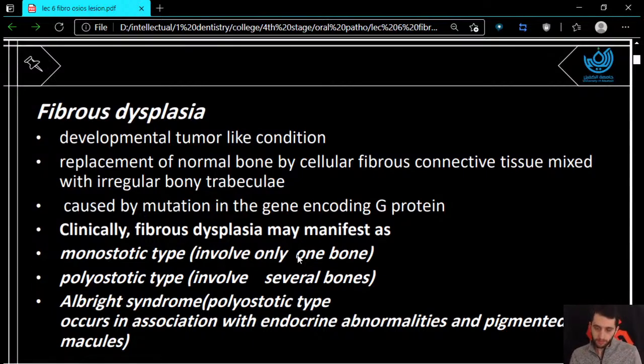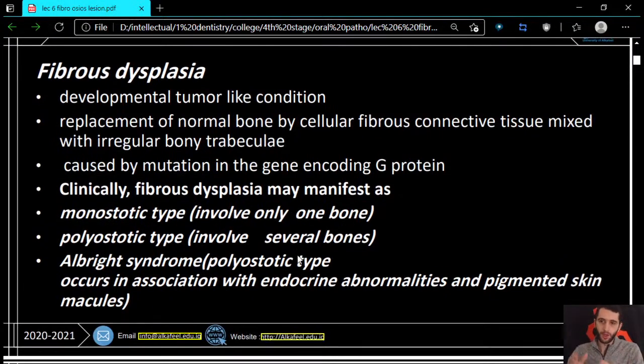Normal bone is replaced by severe fibrous condition mixed with regular bone. It is very well known in the dental field. It represents the development of a tumor-like condition.